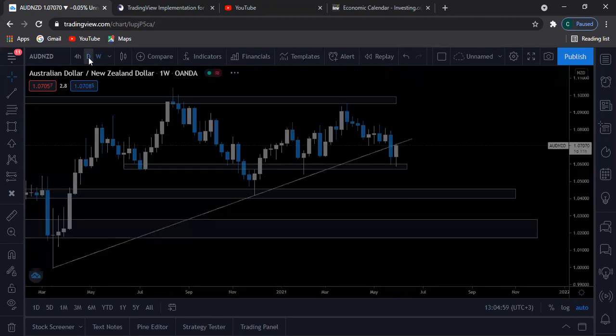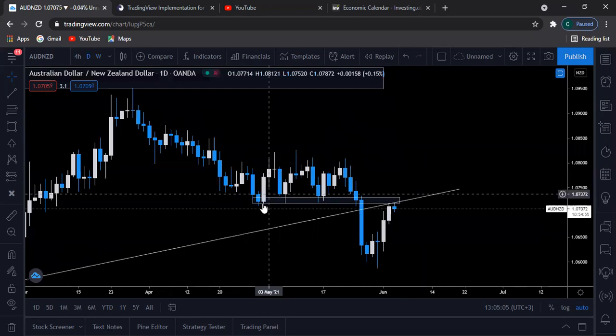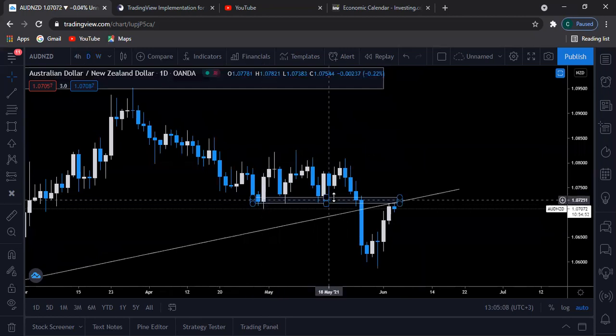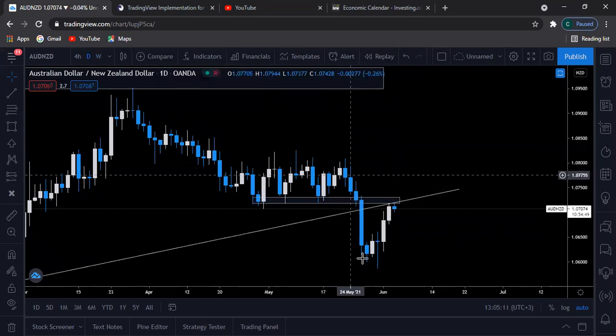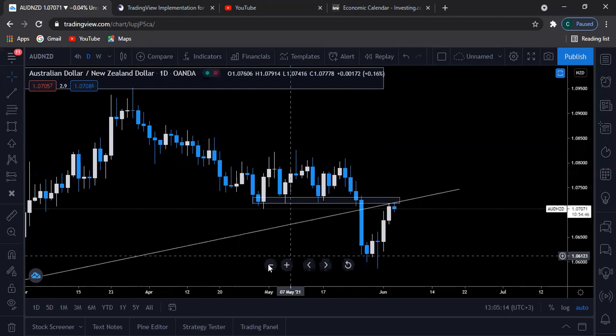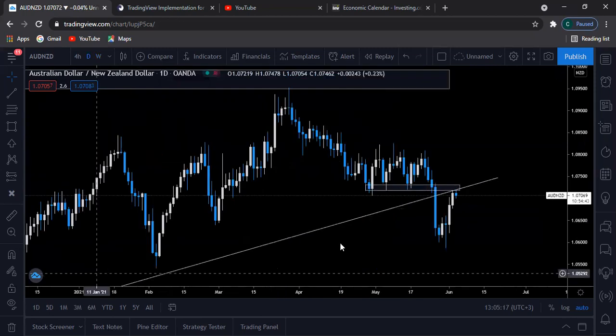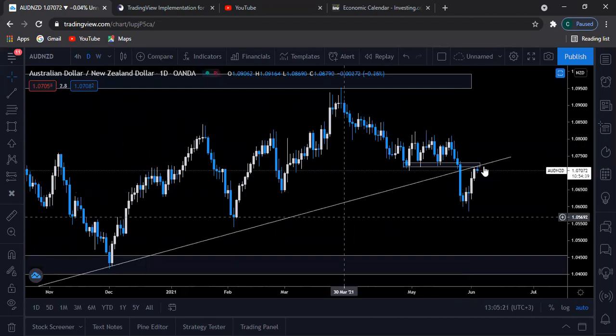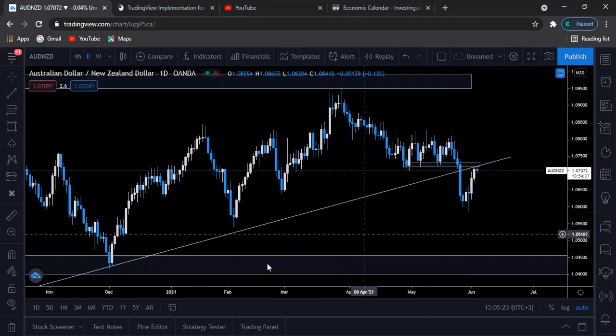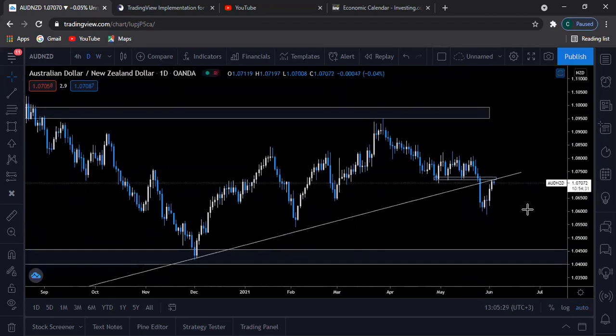So on the daily, we can see that prices broke below this structure, below this resistance. It was a support area, now it has been broken and turned into resistance, while still retesting this weekly trend line here. As you can see, prices have retested this weekly trend line all the way up here. It's a very big picture. You have to keep that bigger picture in mind while trading.